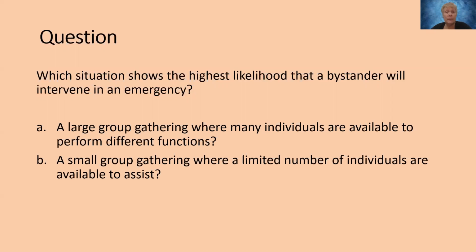The answer is the highest likelihood of having a bystander intervene is actually B, a smaller group gathering where limited numbers of individuals are able to assist. I'll give you an example. When I worked in the free care clinic and did childbirth education classes, we also did CPR for infant and children, which included first aid and the Heimlich maneuver for the people that were going through the childbirth education class. We covered the Heimlich maneuver on children and infants.